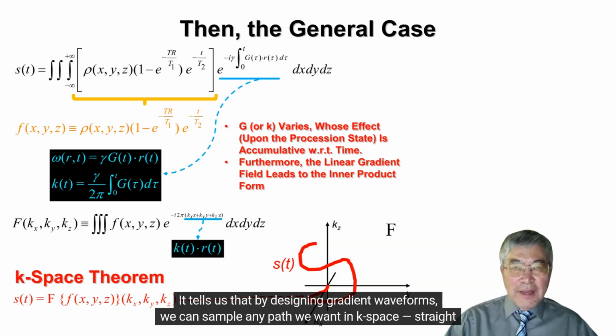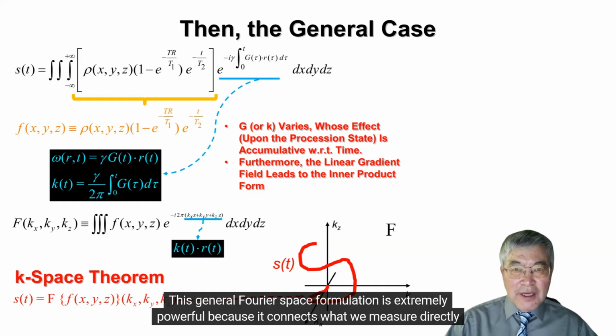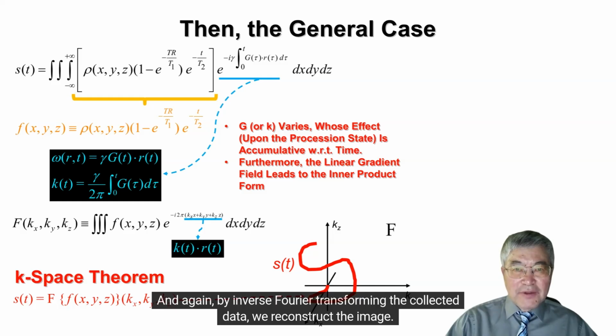It tells us that by designing gradient waveforms, we can sample any path we want in k-space: straight lines, zigzags, spirals, anything. That's why MRI is so flexible. This general Fourier space formulation is extremely powerful because it connects what we measure directly to the spatial distribution of spins inside the patient. And again, by inverse Fourier transforming the collected data, we reconstruct the image.